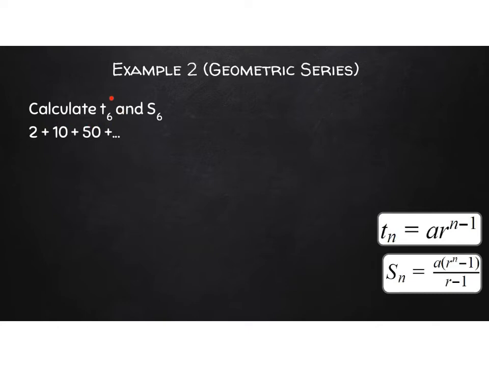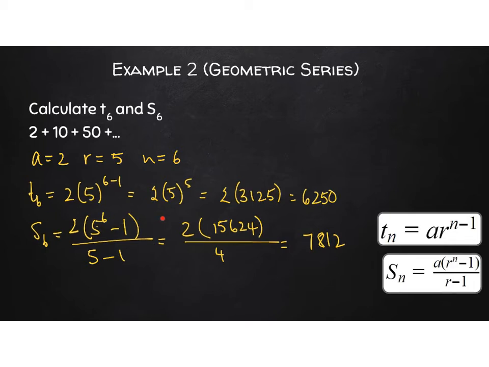For this one, we're going to calculate T6 and S6, and looking at our general term and our sum formulas over here, I can see that I need A, R, and N. Well, we can see the N is 6, and the A is equal to the first term, so 2. The R is equal to what I'm multiplying by every time. So 2 times 5 is 10. 10 times 5 is 50, so R is 5. I will substitute these values into these two formulas in order to figure out T6 and S6.